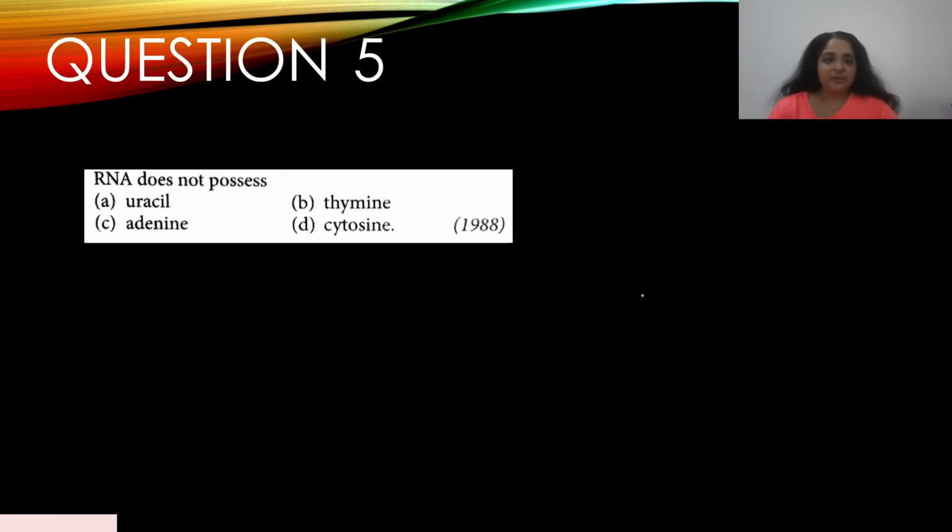Question number 5. RNA does not possess, this appeared in 1988, pretty old question. RNA does not possess A. uracil, B. thymine, C. adenine, or D. cytosine. Please read the question properly. It does not possess thymine. Don't just read the question quickly and go to A and say uracil. Yes, RNA does possess uracil, we know that, but it does not possess thymine. All right, so the answer is B.